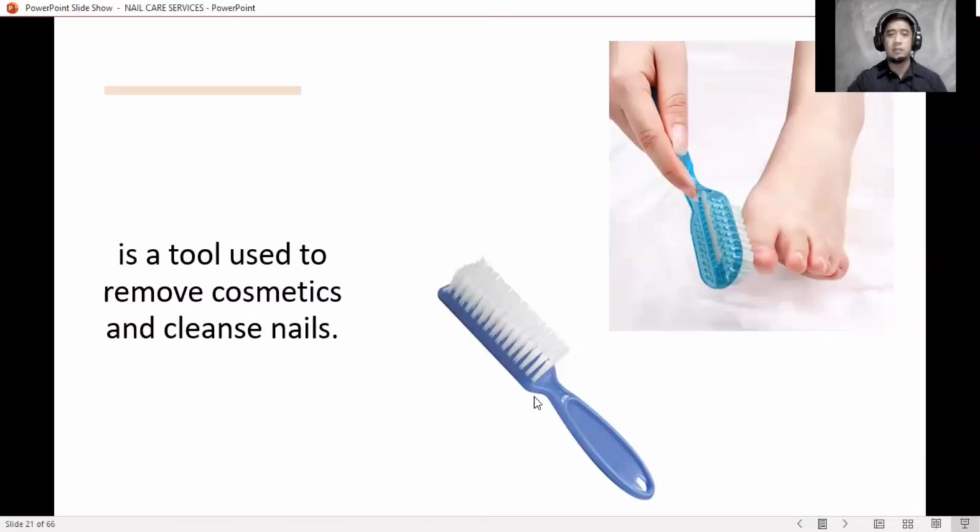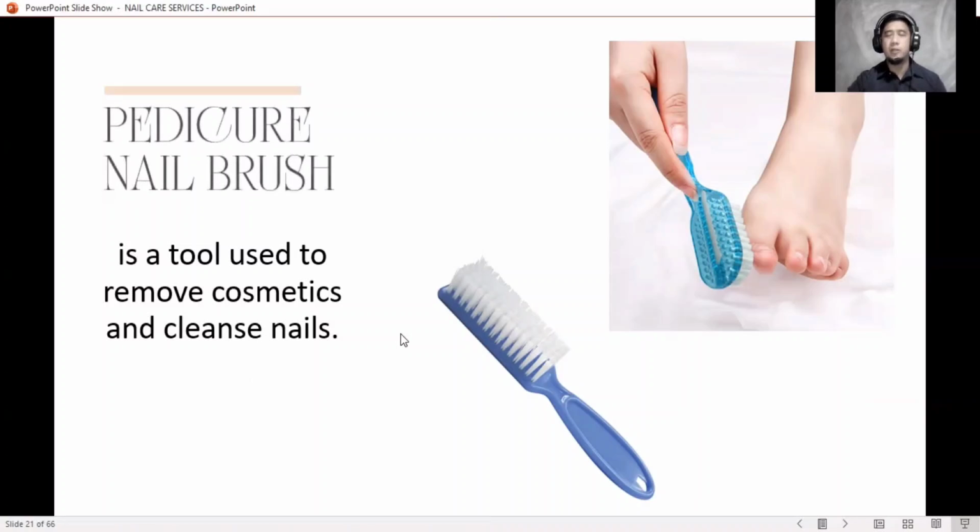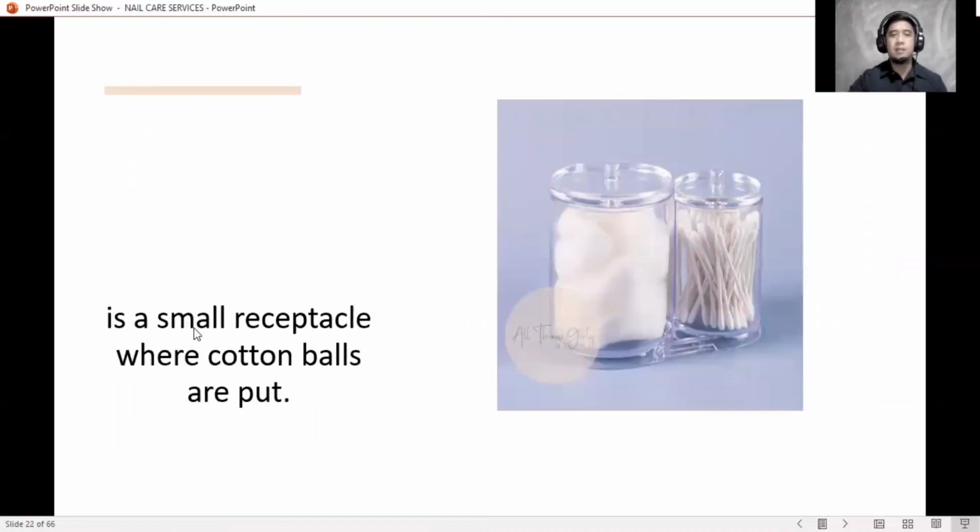Next, we have this one. It is a brush also. It is a tool used to remove cosmetic and cleanse our nail. So we call it pedicure nail brush because we use it on our foot or feet. Okay, so the other one is manicure nail brush for our hand. Okay, very good.